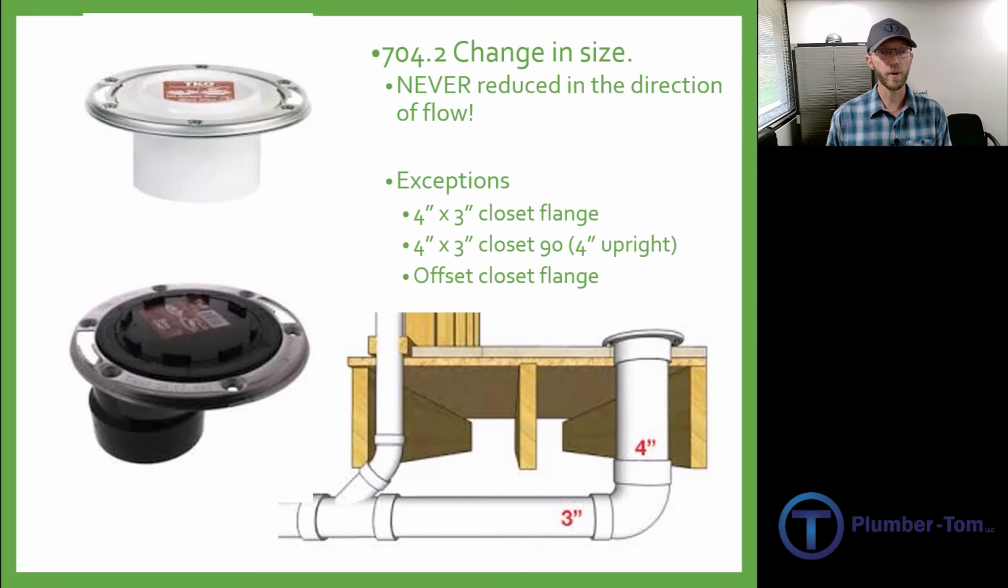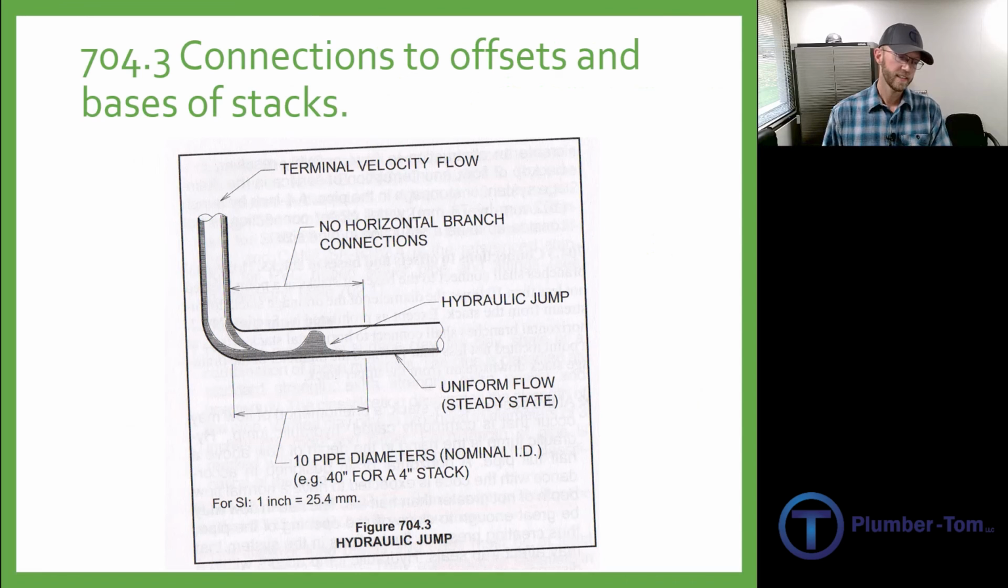Finally, we also have the offset closet flange. This is also a reducing fitting. It will get smaller as it goes in the direction of flow, but these are the rare exceptions. Everything else should stay the same size or get bigger as it goes downstream.